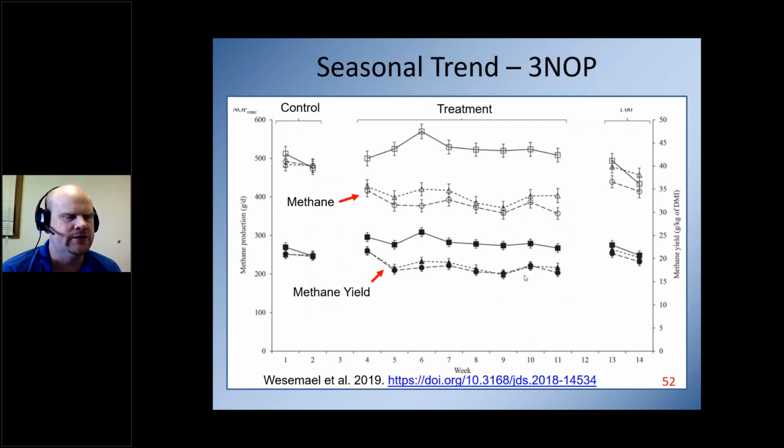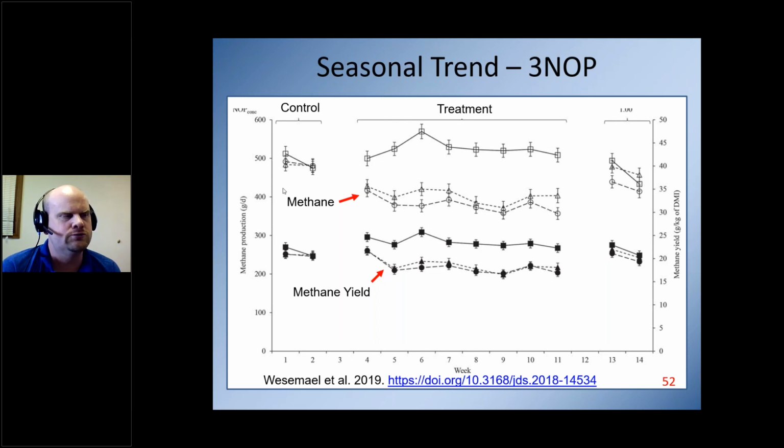Another example for a 3-NOP trial, again, the user took weekly averages of treatment groups. So there's a control period where what this user did is they had a group of animals in a freestall, and they were able to control the amount of 3-NOP to each group of animals separately. And all of the animals used the GreenFeed. So we had different animals on different treatments using the GreenFeeds at the same time.